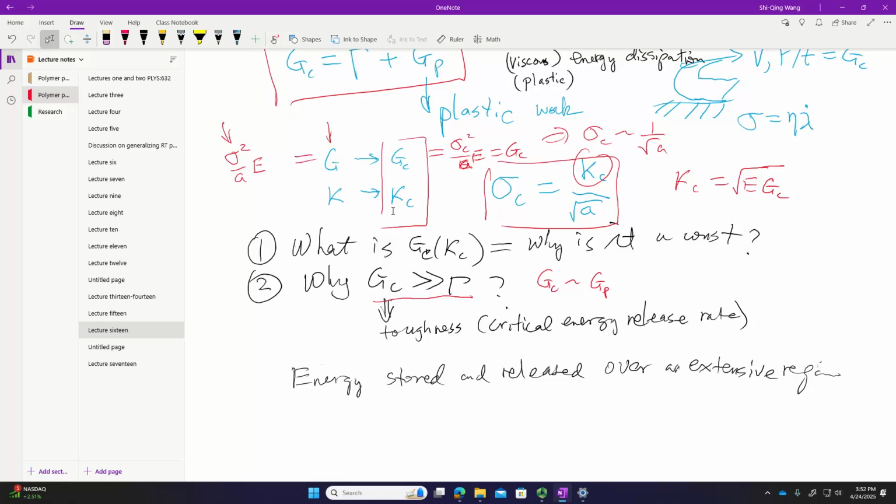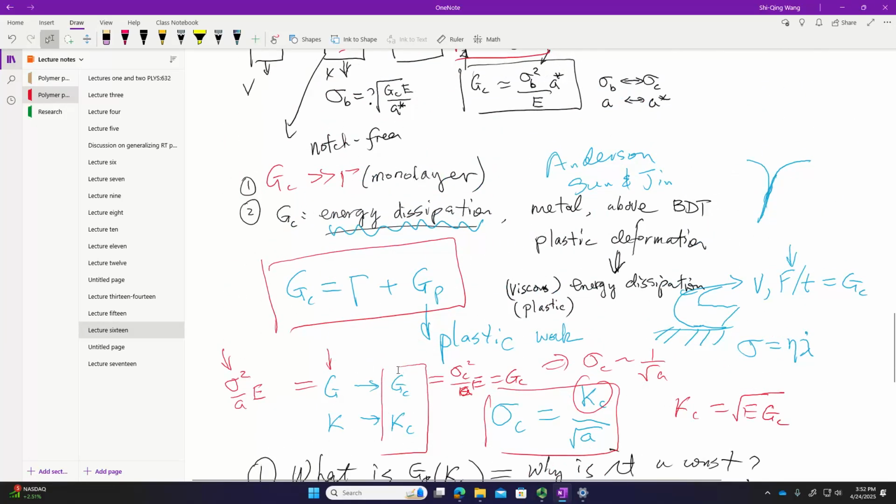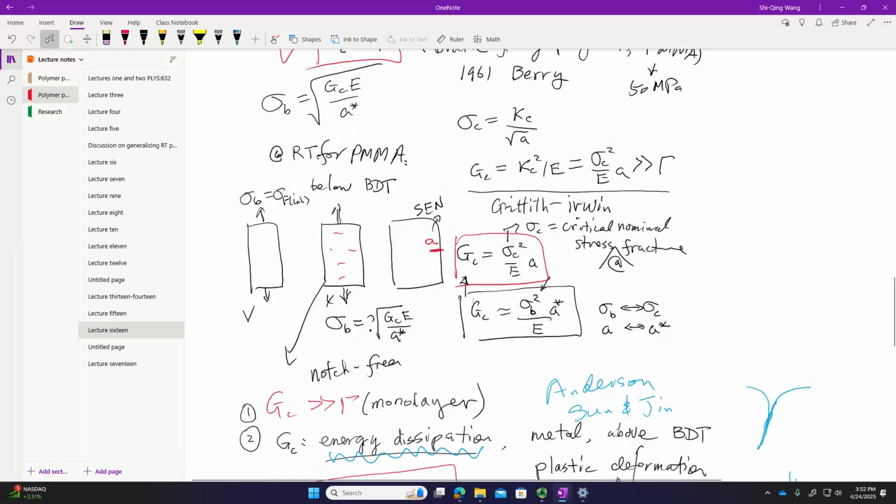Let me try to give you a different side of the question. Remember, G was Griffith's argument of how much energy can release. We empirically observe that when we define and measure G in this way, we find this G reaching some magic number, let's call it GC, boom, fracture occurs. As if you must have this much energy release at the moment of fracture, yeah?